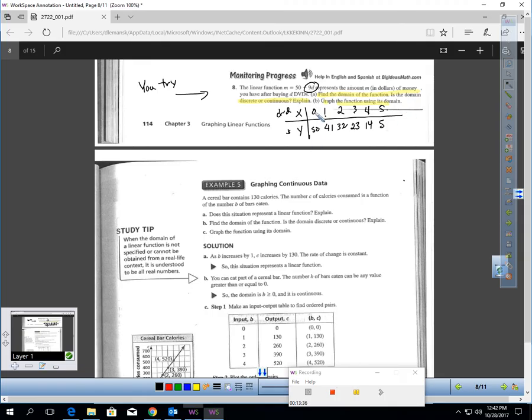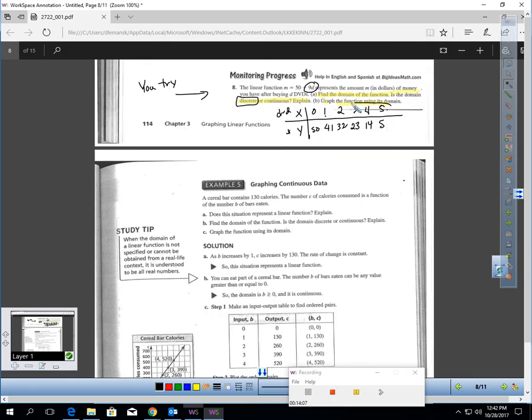If I buy no DVDs, I have $50 left. 1 DVD, I'd still have $41. 2 DVDs, I would still have $32 left, and so on. This is definitely discrete. It's select values for my domain. Like, I can't buy 1.5 DVDs. Okay? Let's graph the function using this domain.